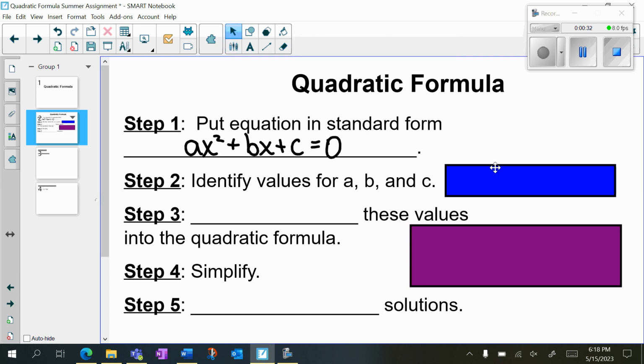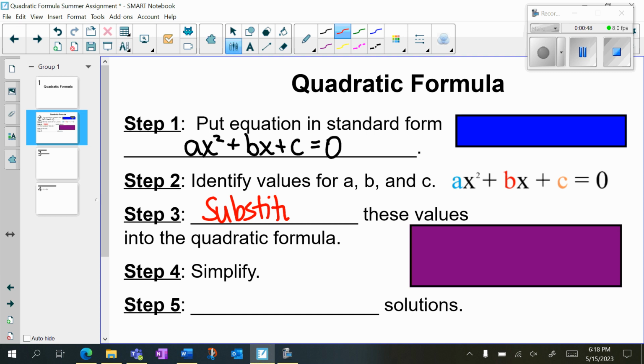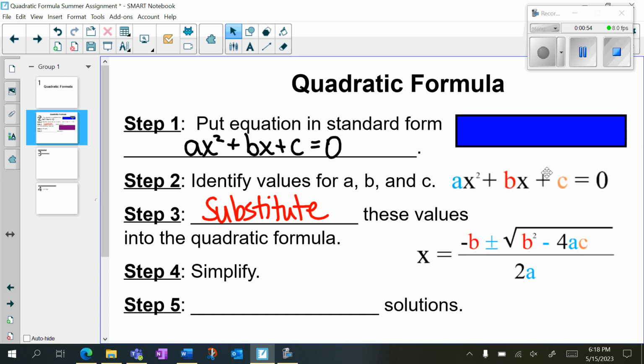Step 2, identify values for a, b, and c. Notice the a is in front of x squared, the b is in front of x, and the c is the constant. Next, step 3, we're going to substitute these values into the quadratic formula. Here is the quadratic formula. X equals negative b plus or minus the square root of b squared minus 4ac all over 2a. Then we're going to simplify, and step 5, finally, we're going to check solutions.